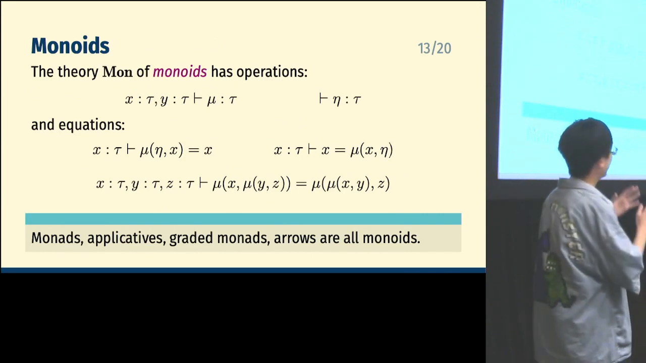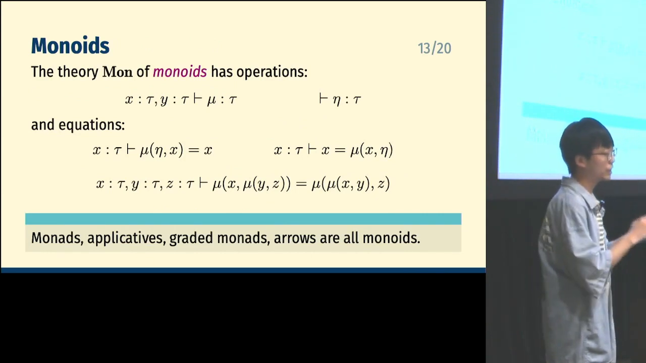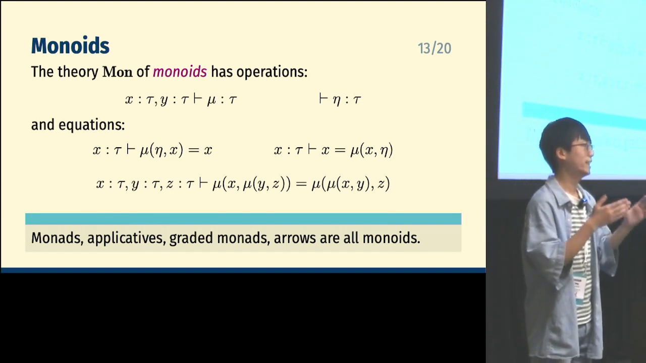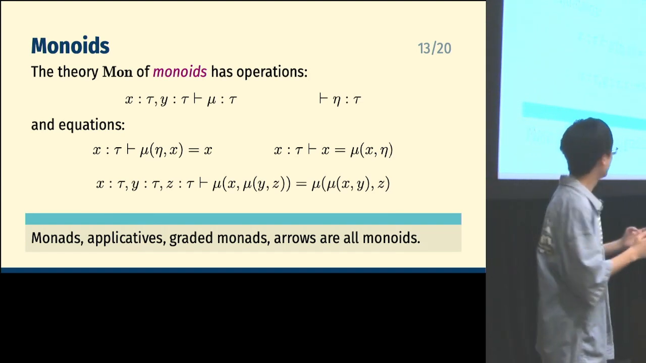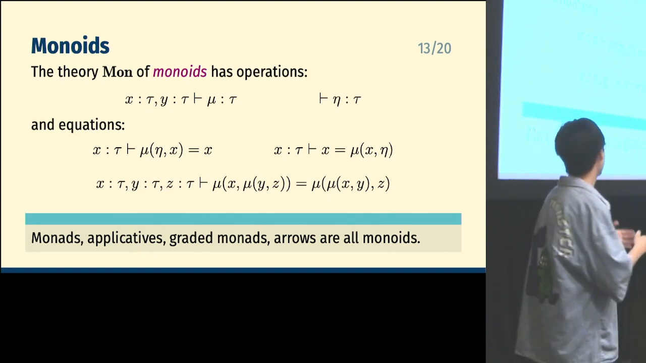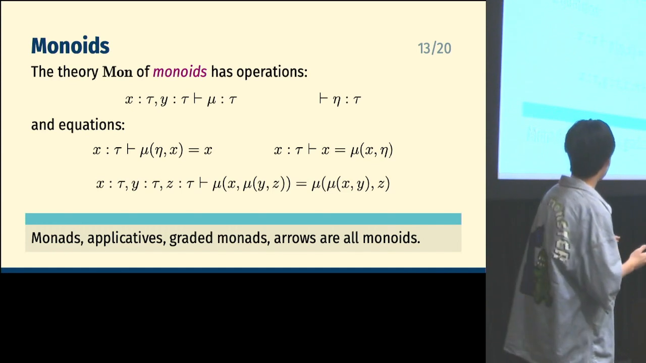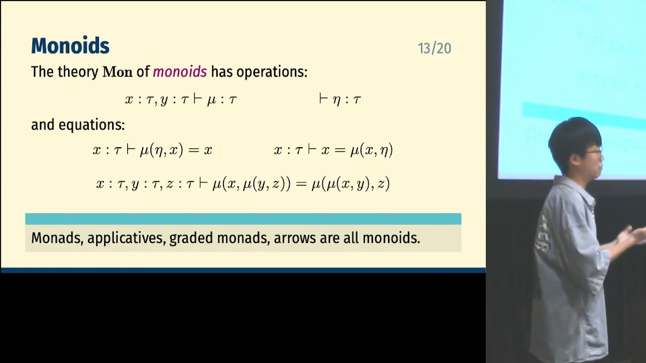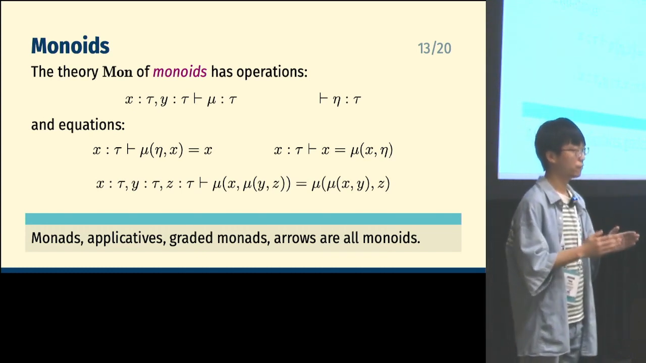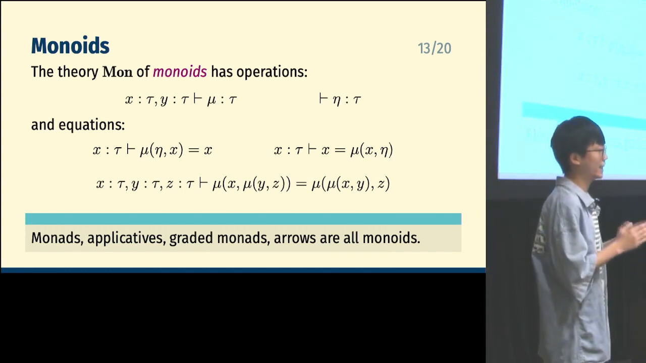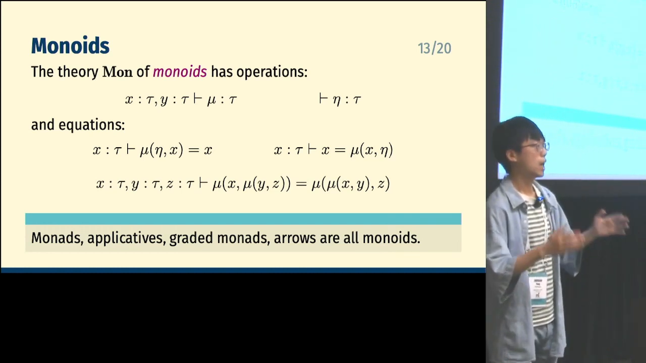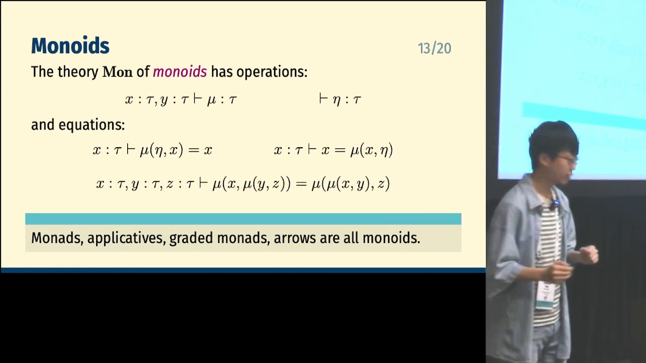And using this type theory, then we can express the theory of monoids in basically the way you are expecting. So the theory of monoids has 2 operations on some type tau, a mu and an eta, and eta is the left and the right identity of mu, and mu is associative. So syntactically, this theory looks exactly the same as the usual algebraic theory of monoids that you may expect.